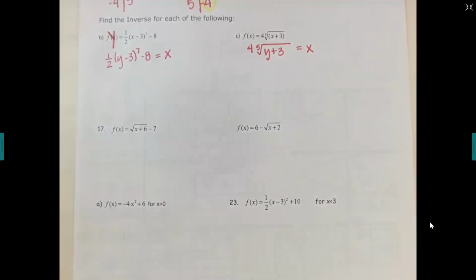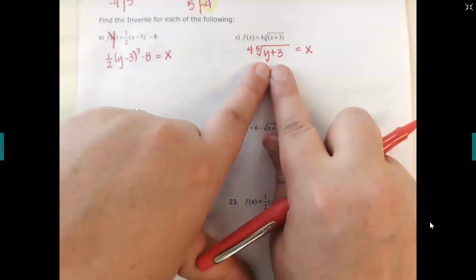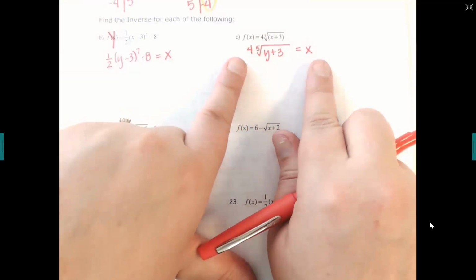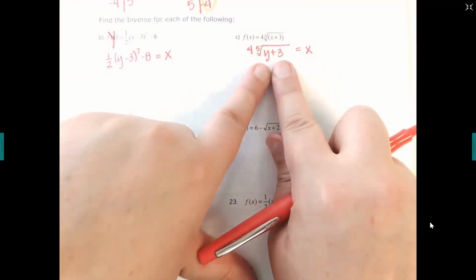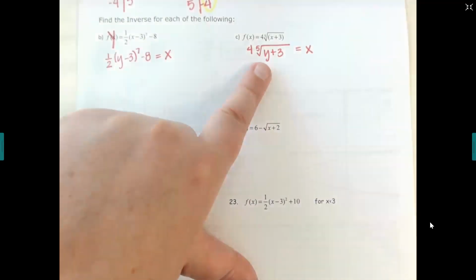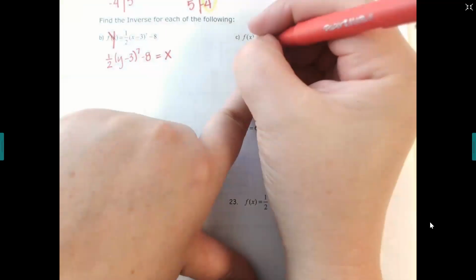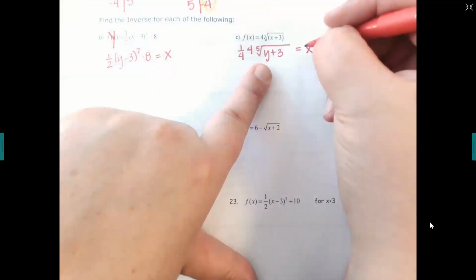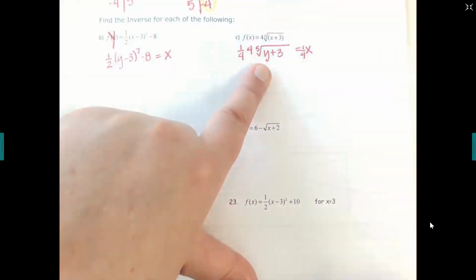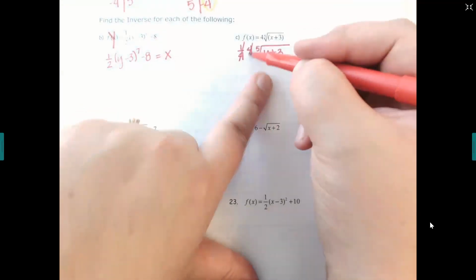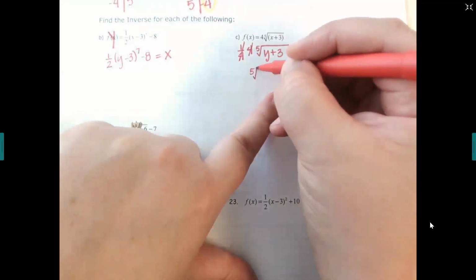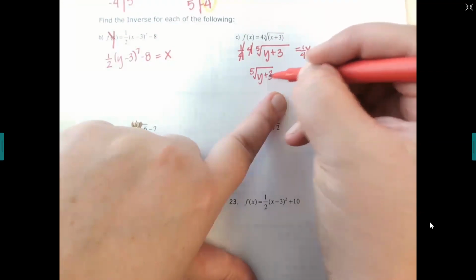Okay, what would I get rid of first in this example? I do need to get rid of the root, but I can't get rid of the root first. What do I have to do even before that? That 4's gotta go. So I'm gonna do a 1/4 and a 1/4. My 1/4 and my 4 cross out. I have a 5th root, y plus 3.